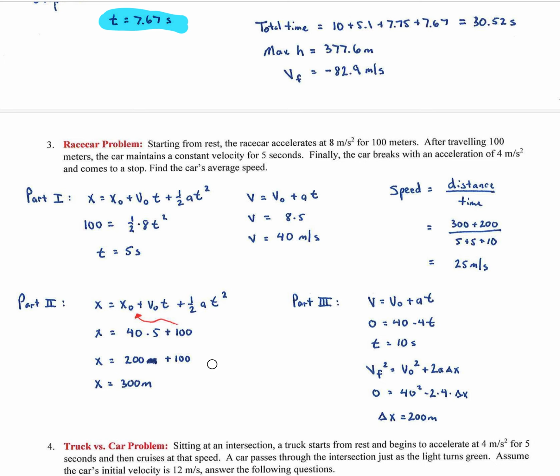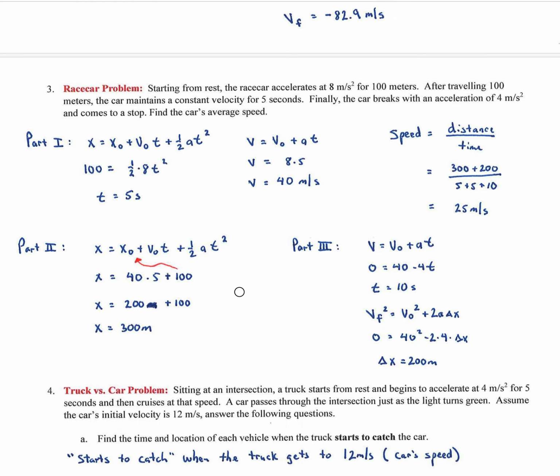All right, race car, very similar. It's just kind of the horizontal version of the rocket, where I have part 1, part 2, part 3. Part 1, I'm accelerating from rest, and I can figure out the time and the velocity. Part 2, I'm already 100 meters away. I kind of forgot to write that at first, but I'm moving 40 meters per second for 5 seconds. So I went 200 meters plus the 100 I was at, which led me to a location of 300. And then the last part, I'm just going to slow down.